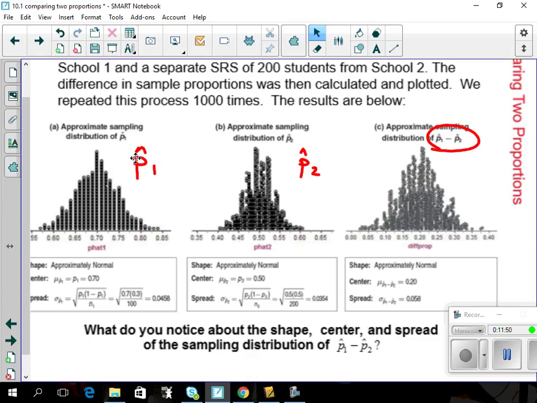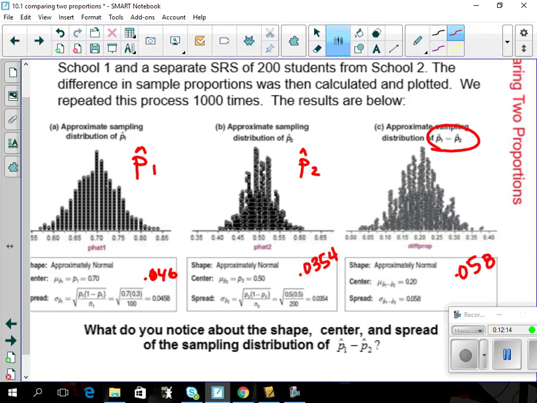This one goes from 0.55 to 0.85, right? So it's hard to see, but they're saying the spread is 0.046. This spread is, thank you, I can't read that. And then this one is 0.058. So what do you think?